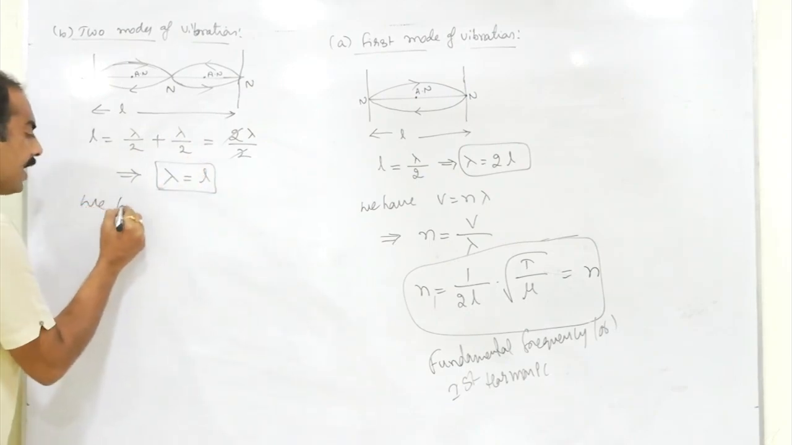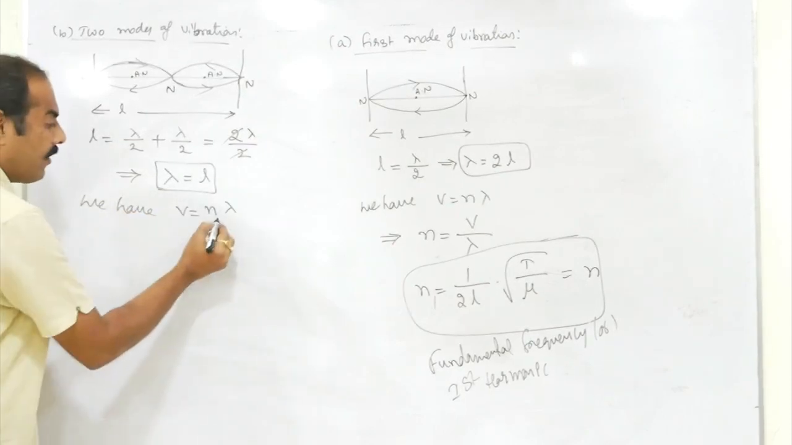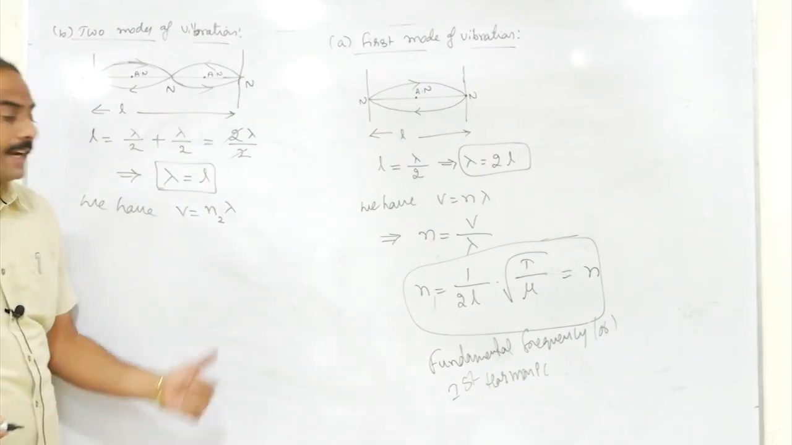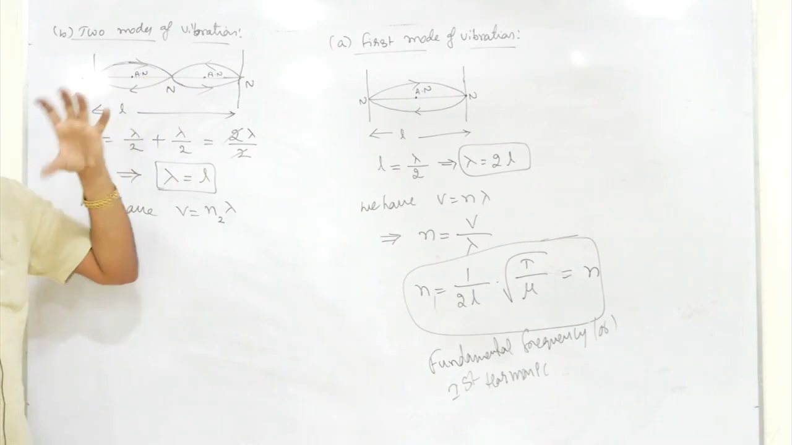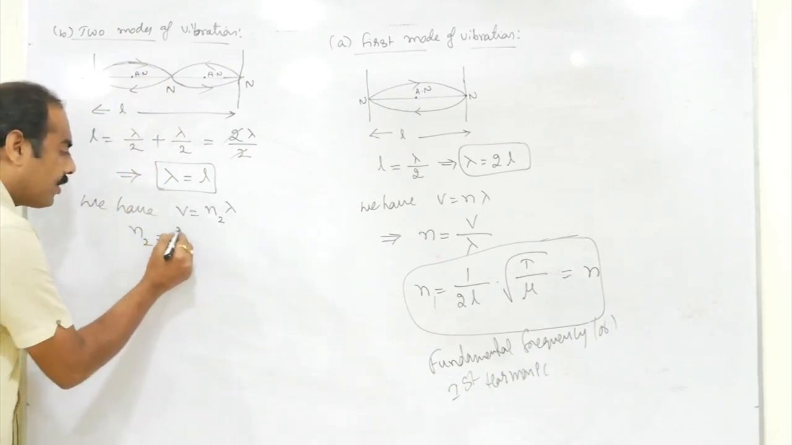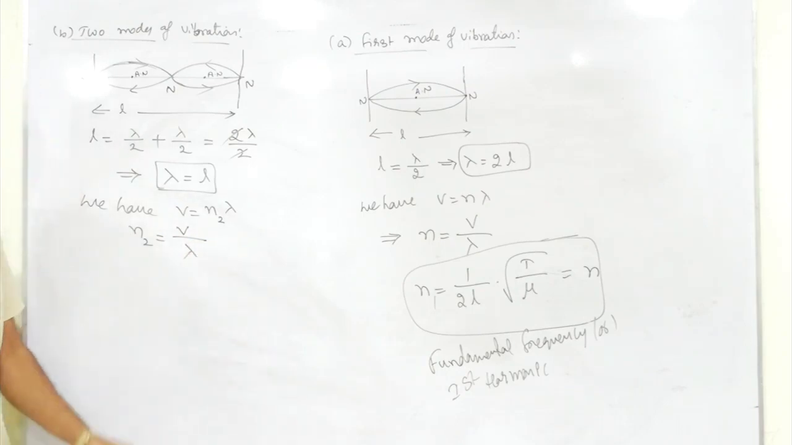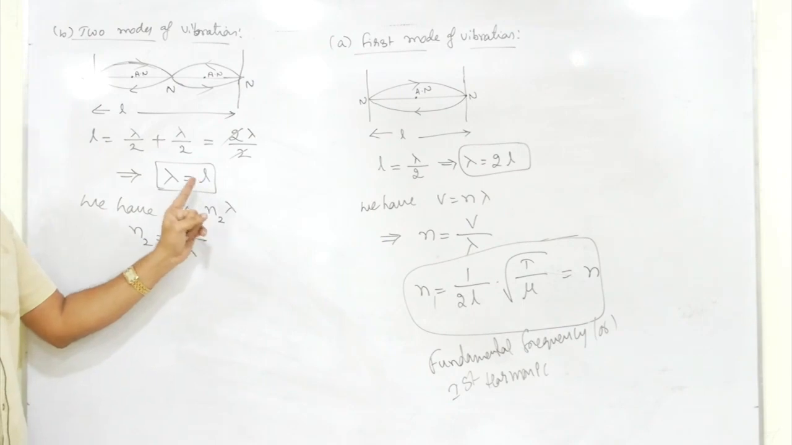Now again we have V is equal to n lambda. Now here we will write n2. Why have I written this n2 here? Because here the string vibrates with 2 segments. That's why I have written n2. Therefore n2 is equal to V by lambda. Now what can we write in the place of lambda here? We can write L.